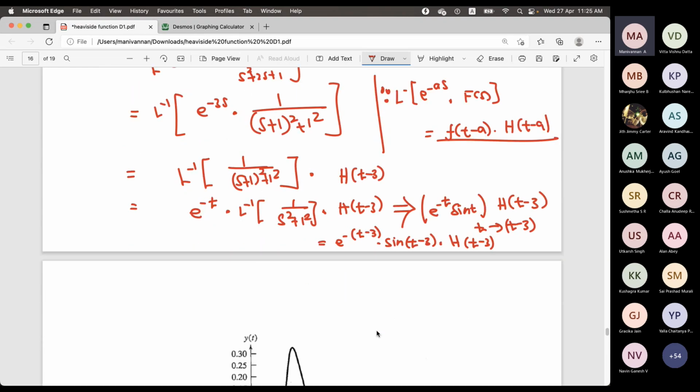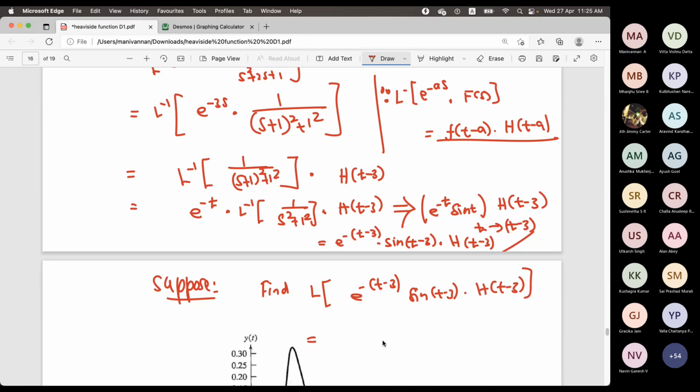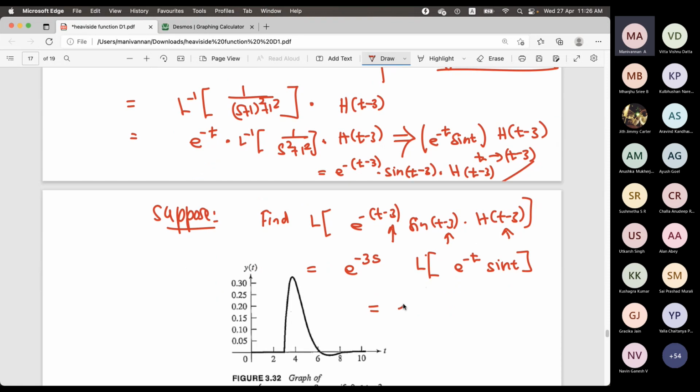See, the problem, if you look at that, suppose find Laplace transform of e raised to the power minus of t minus 3 sine of t minus 3 h of t minus 3, then what you are going to do? This is the answer you have to get, right? So from all these things, this 3 I should take out, then remaining it is e raised to the power minus 3s, then Laplace transform of e raised to the power minus t sin t will be there. With that, e raised to the power minus 3s.